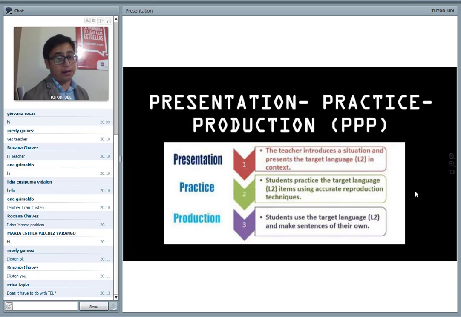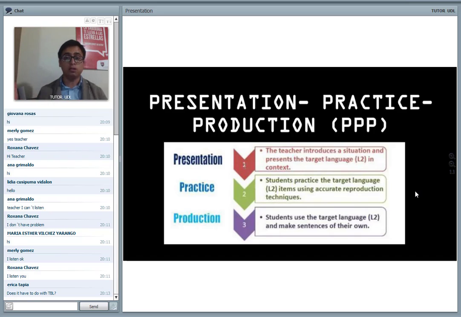So after they practice, maybe with a conversation, with a worksheet, okay, you have to make them produce. How? For example, maybe you can make them write something, or maybe you have to make them say something in English, okay? So it means that they have to produce what they have learned during the lesson plan, okay? So that is the PPP.